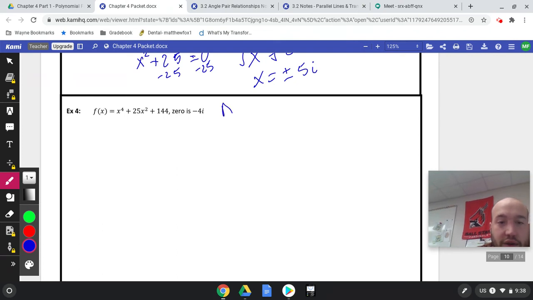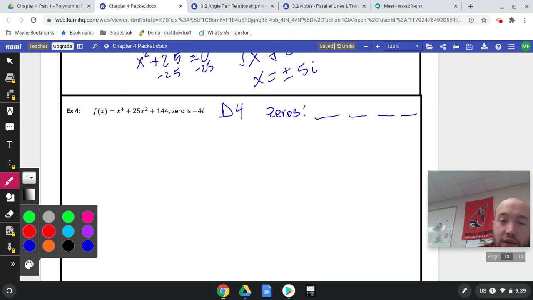So once again, this is degree 4. It's in standard form, so all we have to do is look at the biggest exponent, which is x to the 4th, biggest one is 4. And that means we're going to have 4 zeros. So 1, 2, 3, 4 answers. And we already know our first answer is negative 4i. Now, once again, I think it's helpful to write it out with the placeholders. If you don't need to, you don't have to, but we have 0x to the 3rd, 25x squared. There's 0x, so there's no x term.